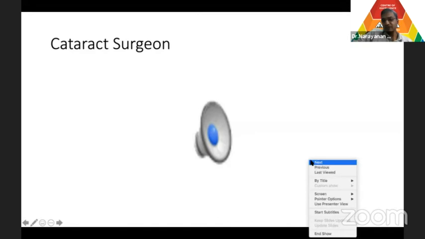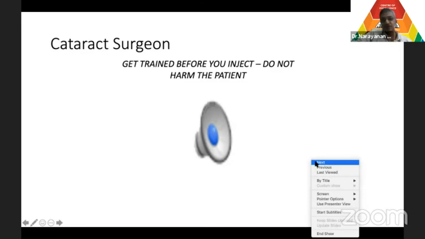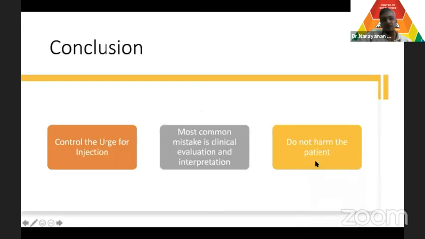I'll just finish with one last video. Get trained in whatever you do, even if it is injections. Okay, unfortunately, it's not playing. This was a patient who got an Ozurdex injection by a retina surgeon. Unfortunately, the injection was given inside the lens. The patient underwent cataract surgery, and the Ozurdex implant also came out with the phacoemulsification. So get trained before you treat any patient.